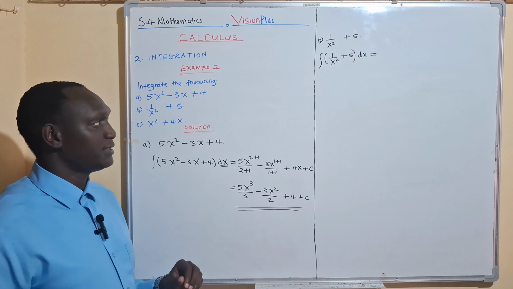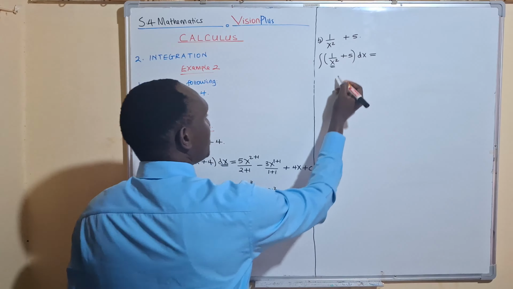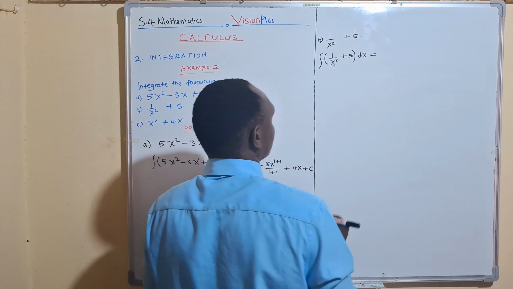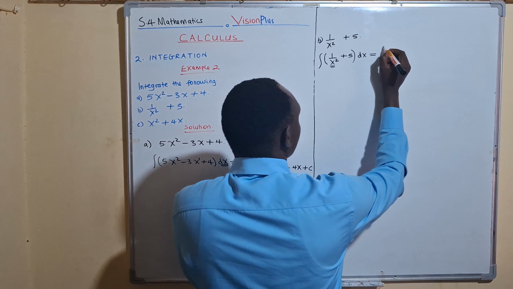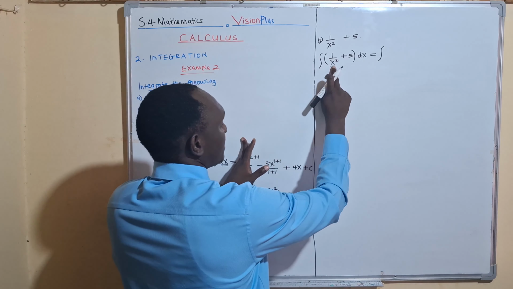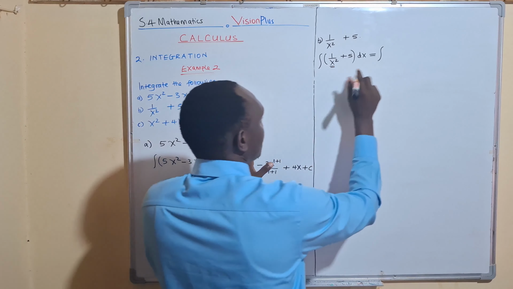So what we do is to make sure that the variable x here is on the numerator. So we apply the laws of indices. So still, I'm not integrating anything here. I'm still simplifying the expression where x squared is on the denominator.